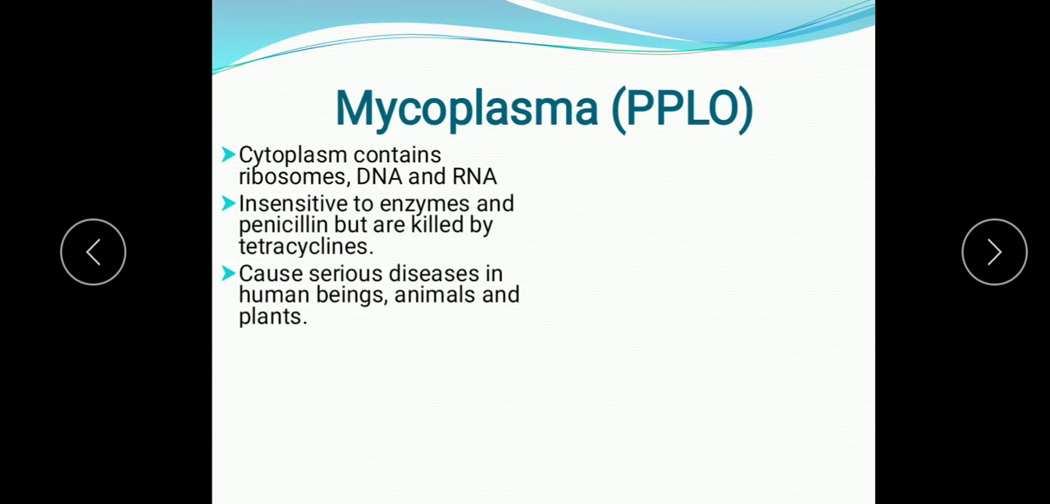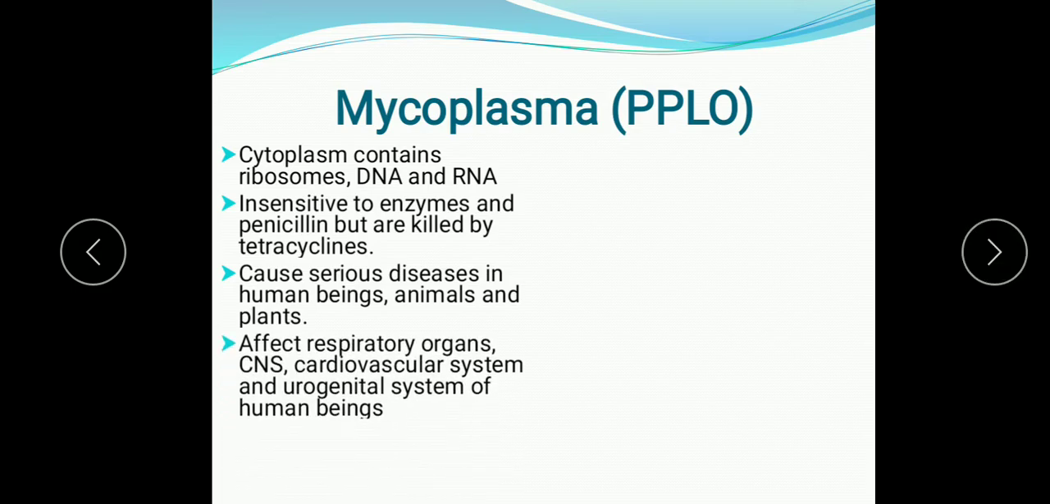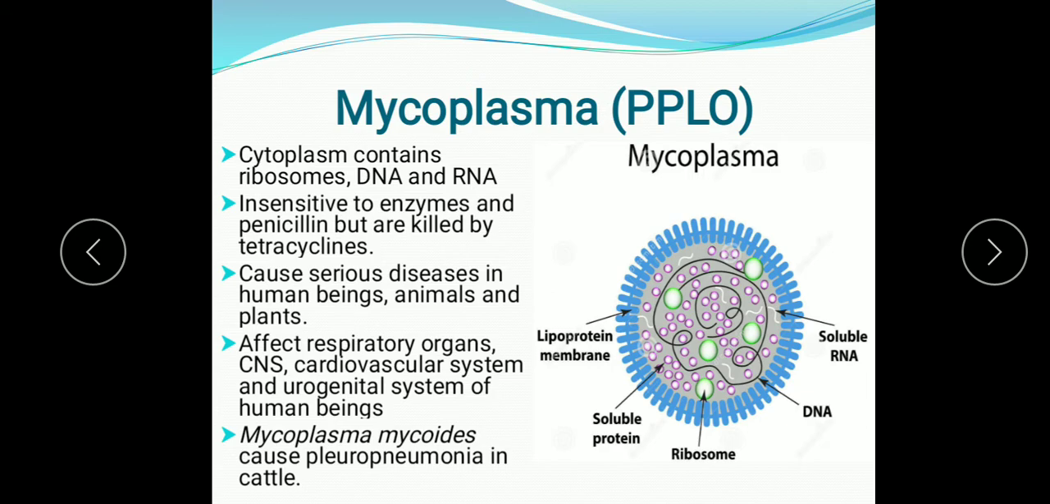And they are insensitive to enzymes and penicillin, but they are killed by tetracycline. They cause serious diseases in human beings, animals and plants. In human beings, they affect respiratory organs, central nervous system, cardiovascular system, and urogenital system. And Mycoplasma mycoides causes pleuropneumonia in cattle. So these are some important features. Any three characteristic features of Mycoplasma you have to learn.